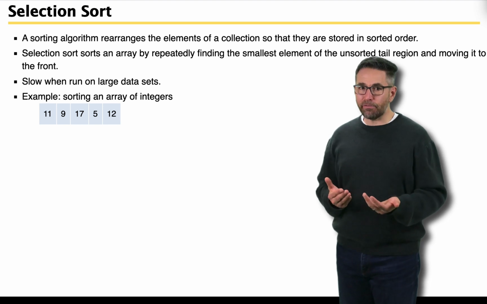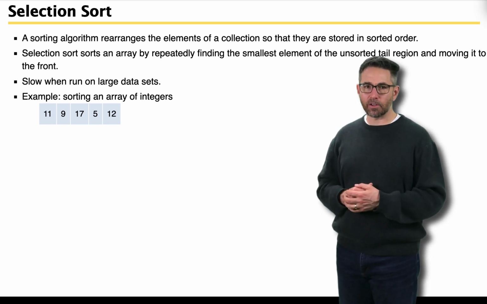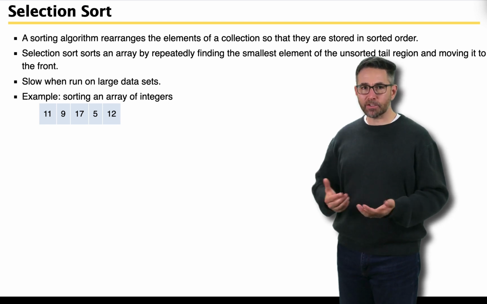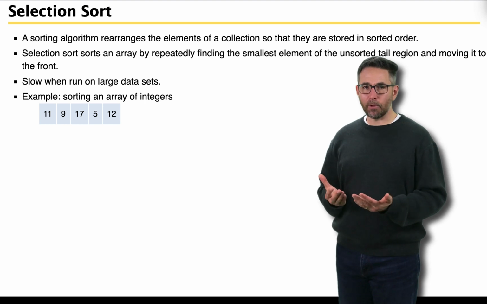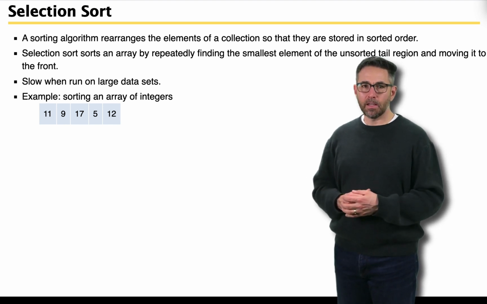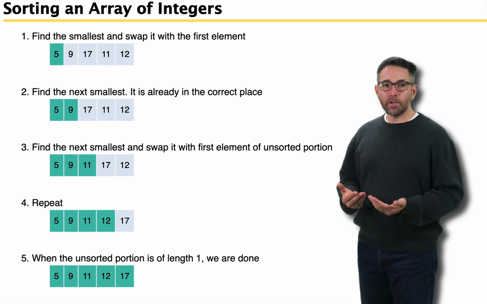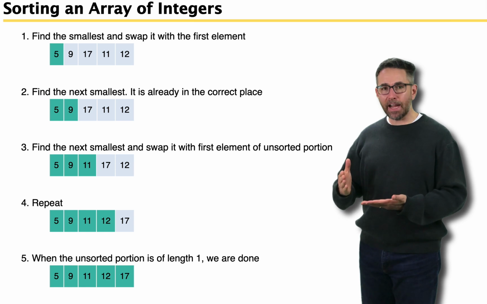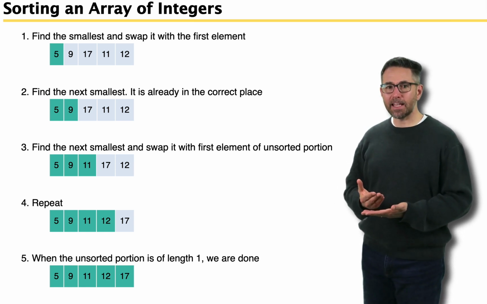This is not a particularly fast sorting algorithm. It's very slow as your data set gets larger and larger, but it's a good place to start for understanding how sorting works. So let's take a very small example of what this looks like and walk through it. Let's say we had an array with 5 elements in it: 11, 9, 17, 5, and 12. What would selection sort look like in this case? We would start by considering the entire array as our tail. And we would find that the smallest element is the element 5.